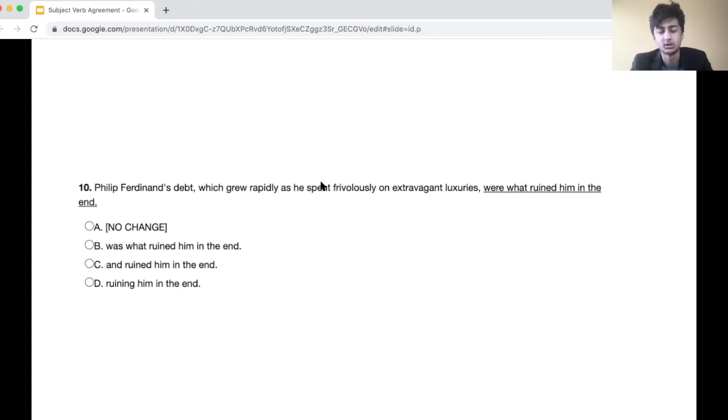All right, so assuming you took a minute, first thing we're going to do is identify the primary subject. Now, what's the primary subject? Is it Philip Ferdinand? No, because there's a possessive here. It's actually Philip Ferdinand's debt. Now, debt is another singular noun. You only have one debt. You don't have multiple debts. It can't be a plural noun, right? So this is going to be singular, so you need a singular verb with it.